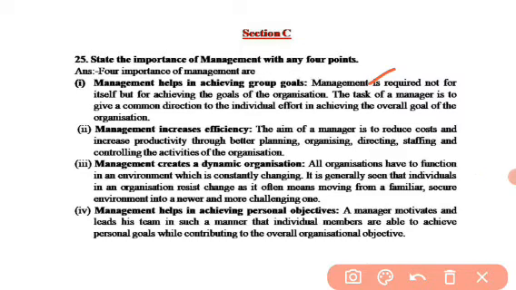So these are the 4 importance of management. One, management helps in achieving group goals. Then management increases efficiency. Management creates a dynamic organization, and also management helps in achieving personal objectives. So these are the 4 importance of management.